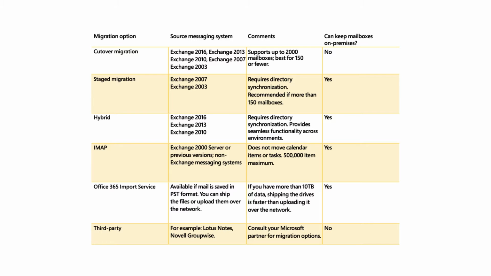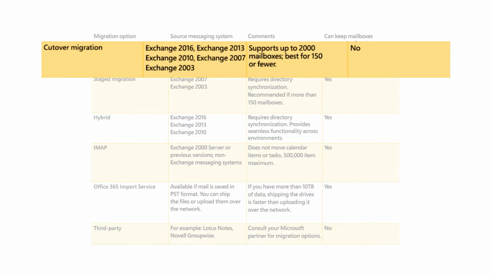Are you coming from an existing Exchange Server solution? You have several choices for migrating your email. If you're running Exchange Server 2003, Exchange Server 2007, Exchange Server 2010, Exchange Server 2013, or Exchange Server 2016, and you have fewer than 150 mailboxes, choose a cutover migration.